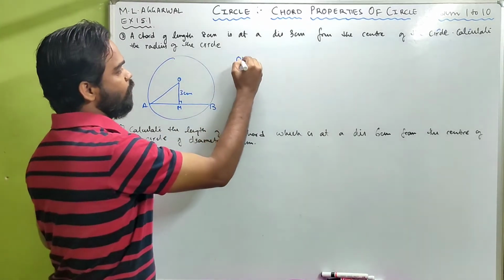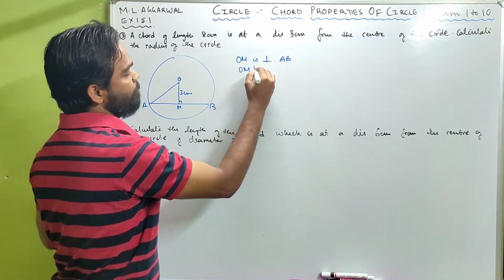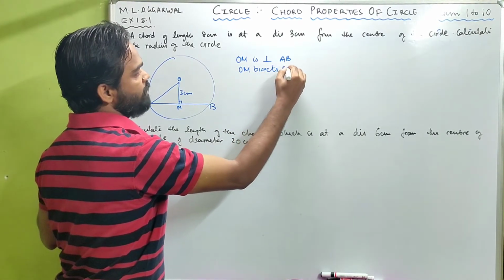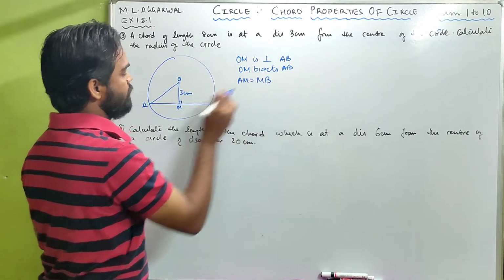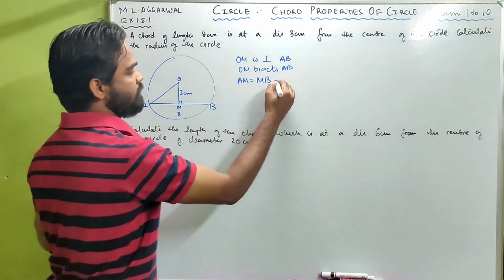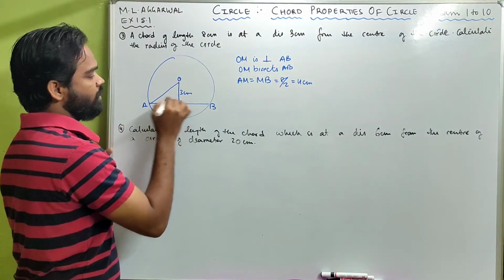First of all, OM is perpendicular to AB, which means OM bisects AB. No doubt in that. Which means AM equals MB. This total was 8. That is 8 by 2, that's 4 centimeter. So this is 4 centimeter.